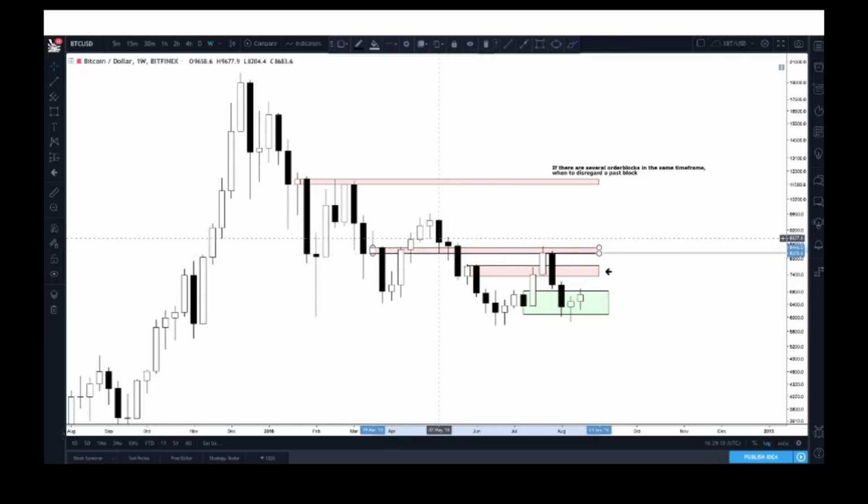Wicked into it, closed above, wicked into it, wicked below it a little bit as well, closed above again, and then it just dumped right through. Disobeyed it both times. I mean, it reacted to it, but overall it disobeyed the level. However, just because it disobeyed that level doesn't mean that we want to just completely disregard it.